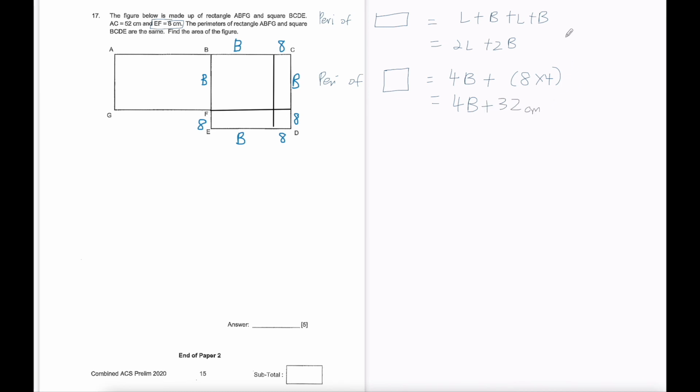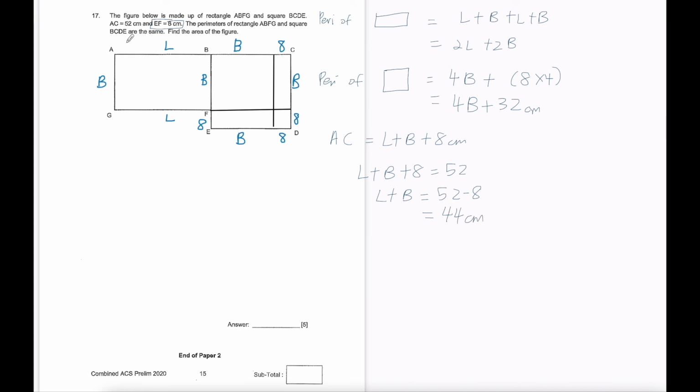Okay, so let's move on. From the figure, I'm going to fill in all this. This is length, this is breadth, and this is length. We can see that AC equals length plus breadth plus 8 cm. If the whole thing is 52 cm, then length plus breadth plus 8 cm is 52 cm. To find out what length plus breadth is, we just need to take 52 minus 8 cm, and we're going to get 44 cm.